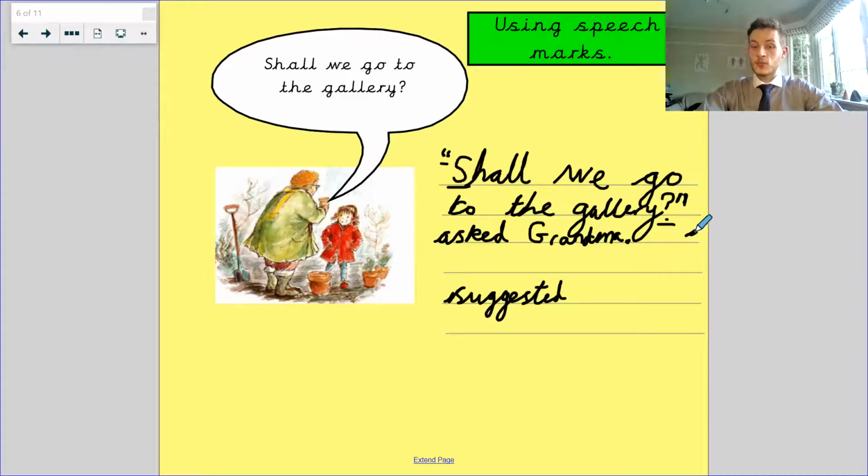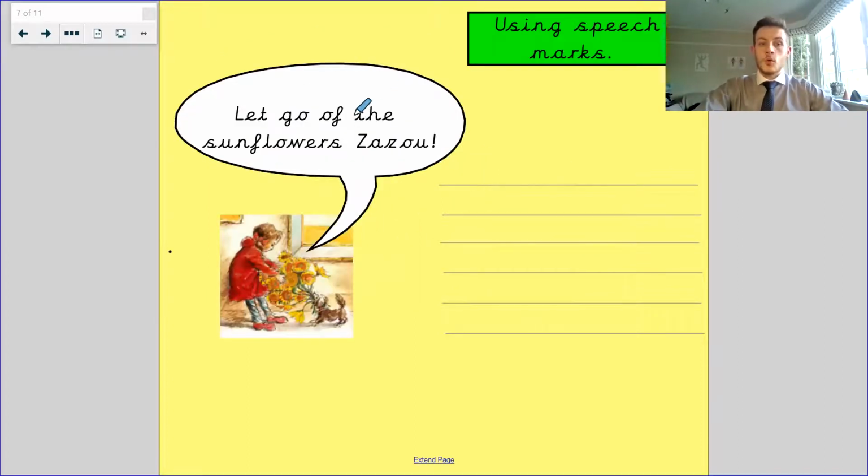Let's do another version together, okay? So let's move on to the next page. "Let go of the sunflowers, Zazu." Starting off, we can tell Katie is currently talking because it's not Zazu, because she's saying the word Zazu. I wouldn't say stop talking, Mr. Watkiss, because that's me talking to myself. That's a bit weird. So it must be Katie talking to Zazu. So we're going to start off with our 66, to start our speech. Capital letter to start off our new sentence.